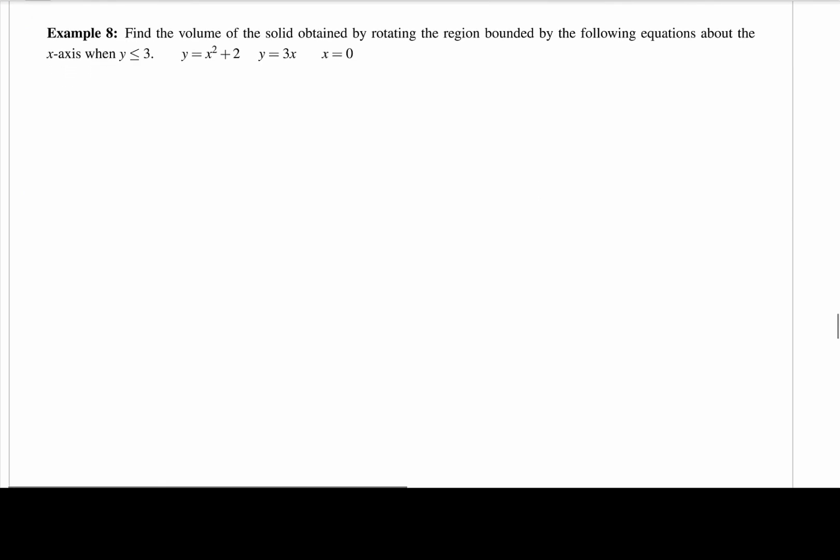Moving on to the next example, we're going to be finding the volume of the solid obtained by rotating the region bounded by the following equations about the x-axis when y is less than or equal to 3. Okay, this is a lot to take in, so what I'm going to do is try to get our picture going. So first thing I note is we're revolving about the x-axis. Okay. So we're revolving about this axis right here.